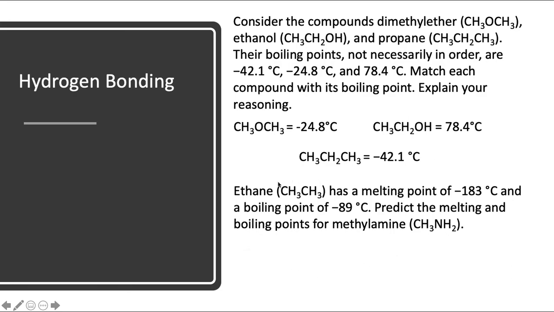Let's look at ethane. Ethane has a melting point of minus 183 degrees Celsius and a boiling point of minus 89 degrees Celsius.